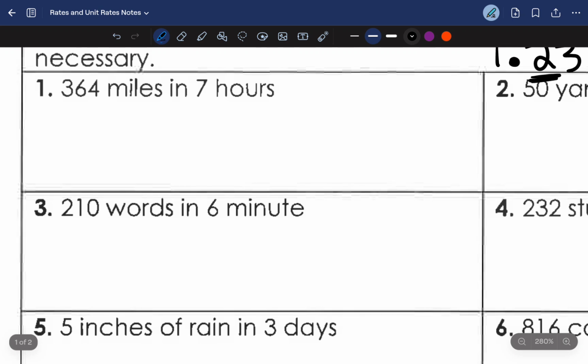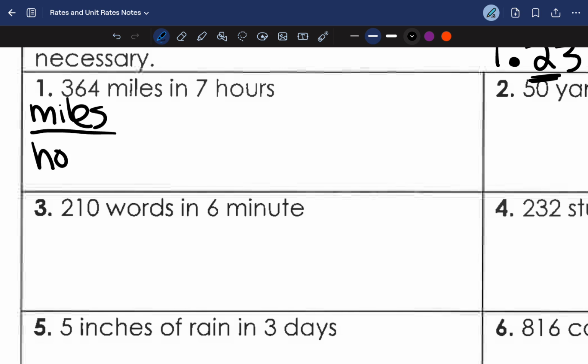Number 1, it says 364 miles in 7 hours. Now, when you're setting up a unit rate, you want it to be set up in a way that makes sense. So when I set this up, do I want to set it up as miles per hour, or do I want to set it up as hours per mile? So when we're measuring, we set it up as miles over hours, because ultimately when we're measuring, we look at how many miles you travel in 1 hour.